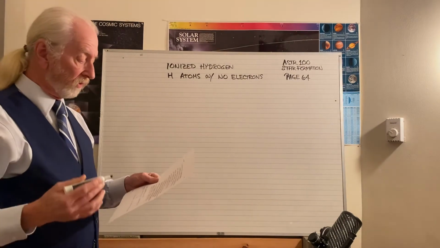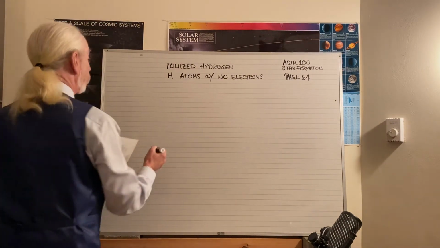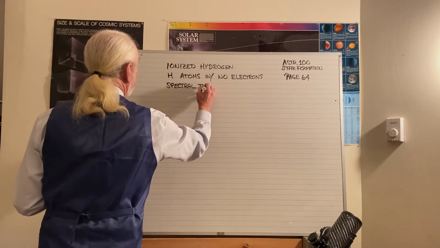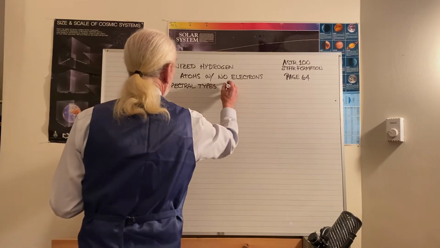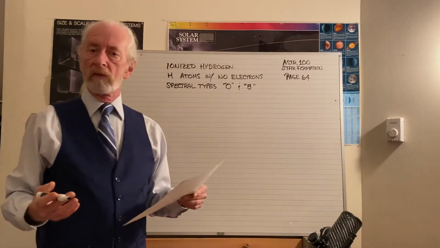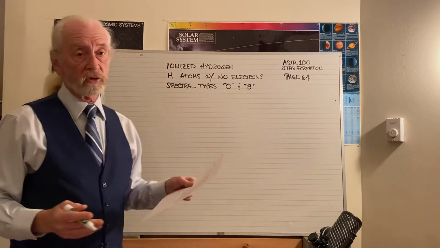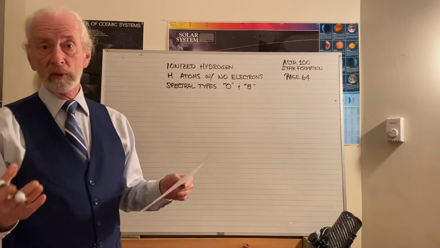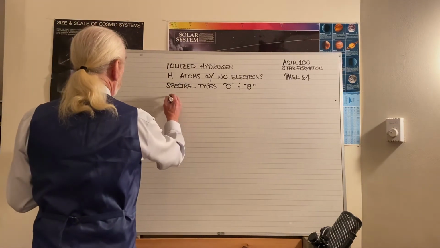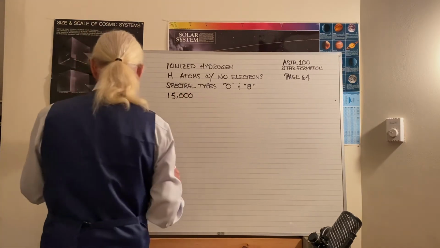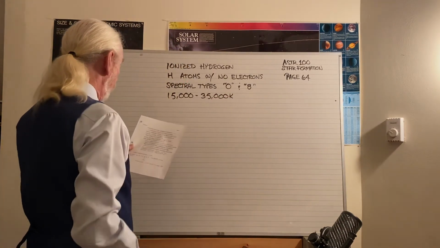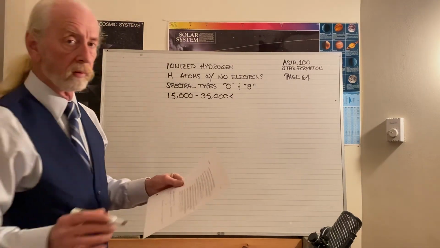This is where we get into regions of high mass stars, spectral types O and B. Okay, and good examples of these type O and type B stars. These are the blue giants that I was talking about. The Pleiades is a beautiful example of that. The surface temperatures of these stars can range from 15,000 to 35,000 kelvins. And this is high enough to emit ultraviolet radiation.